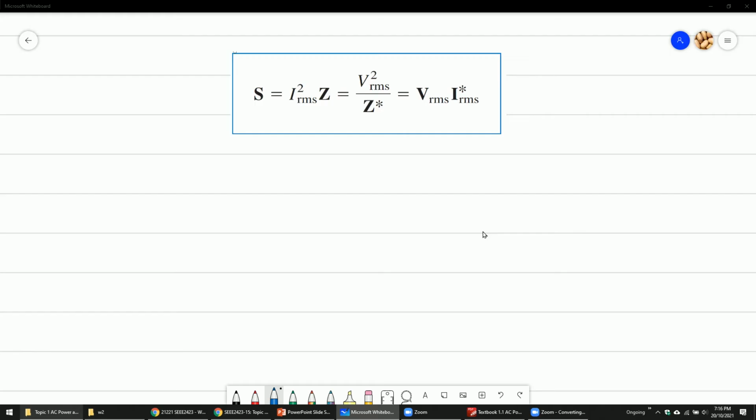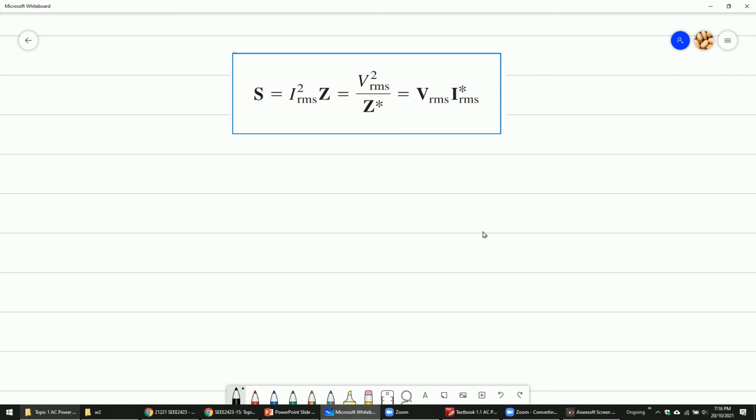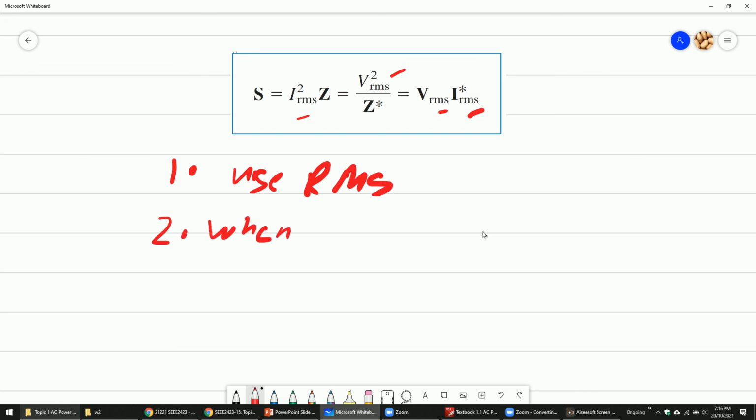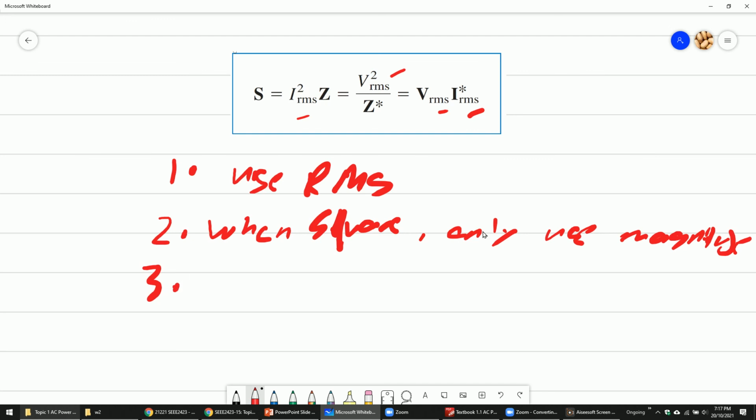Thank you. Before I end the class, there is some correction on the tips I showed you. I gave you three tips. The first one is use RMS. You can see here all of the formulas are RMS. Secondly, when squared, only use magnitude. You can see here I squared is magnitude only, you don't see the bold. This one is also the same.